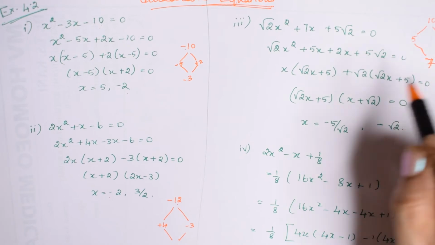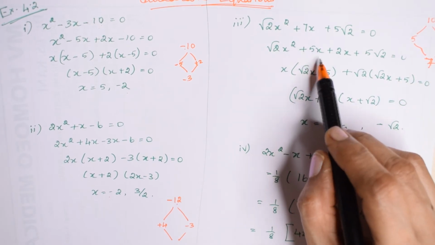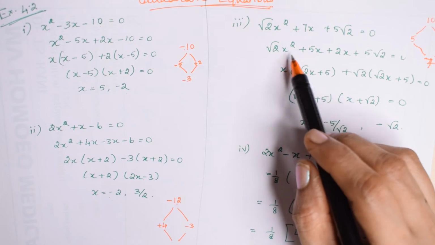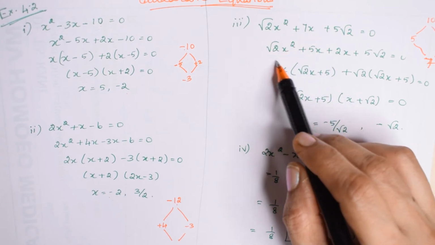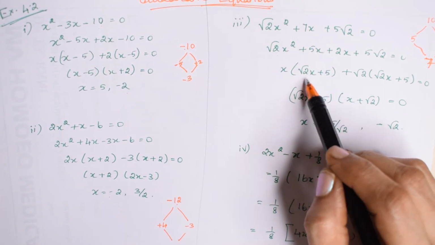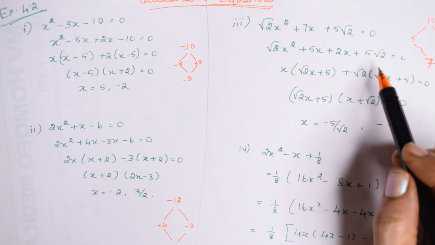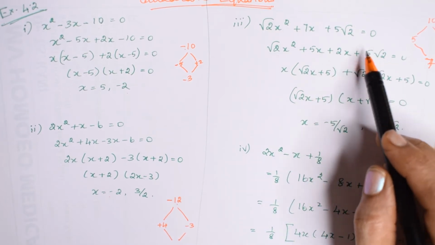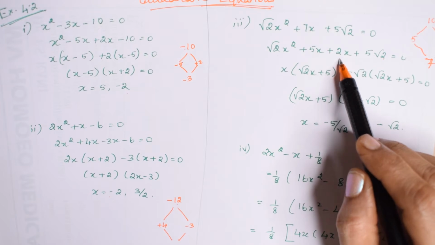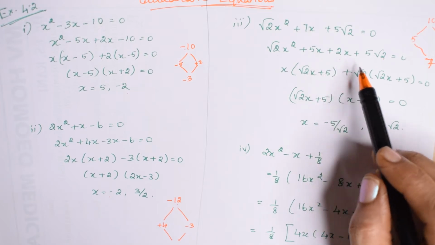So I am going to split the center term as 5x plus 2x, and the last term I am writing like that itself. Now consider the first two terms. The common term here is only x. I am taking it out. Remaining is square root of 2x plus 5, and here the common term again is square root of 2. Here I have square root of 2 and here I have 2. It means square root of 2 into square root of 2 is 2, right? So I am taking square root of 2 outside.